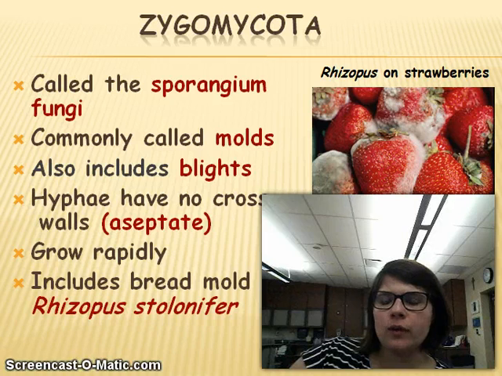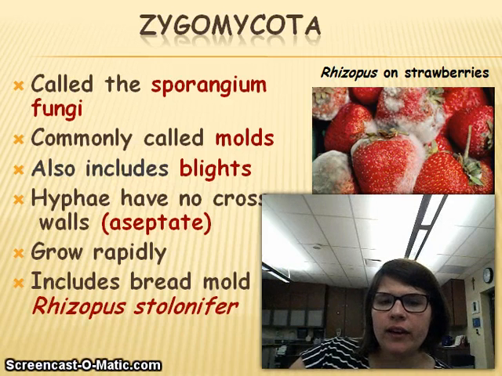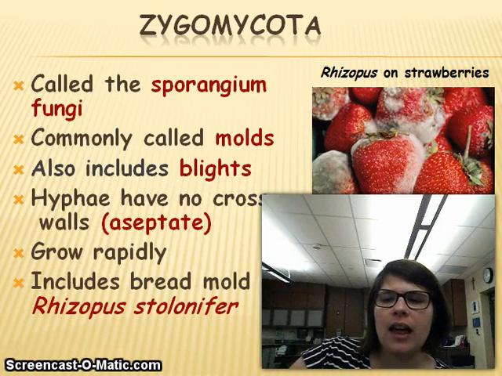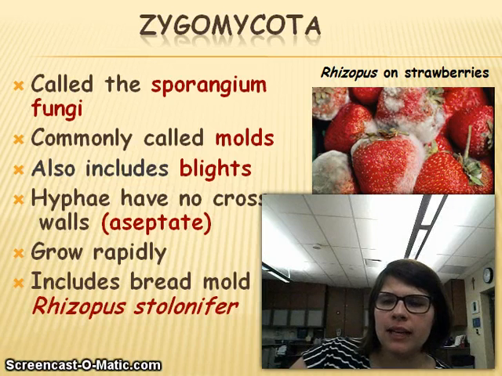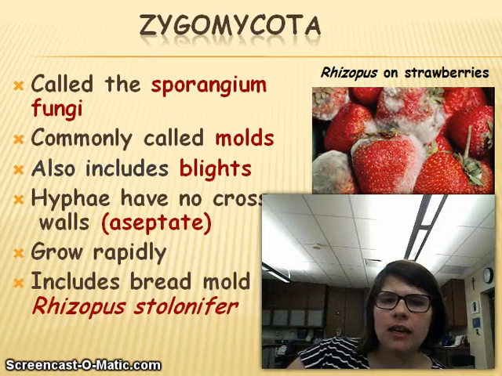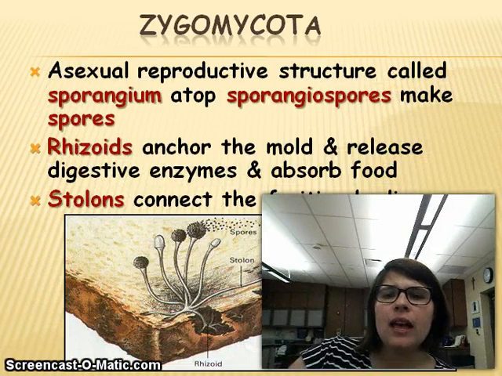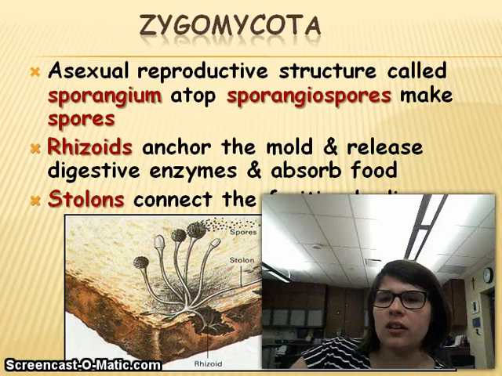Hyphae have no cross walls, so they're aseptate. So remember, when they go through mitosis, they're not going through cytokinesis, they're becoming multinucleated cells. They grow very, very rapidly, and they include bread mold, Rhizopus stolonifer. Now, anything else that you see on plants that looks like this fuzziness is probably going to belong to the Zygomycota. So, they have asexual reproductive structures called sporangium, like I told you.